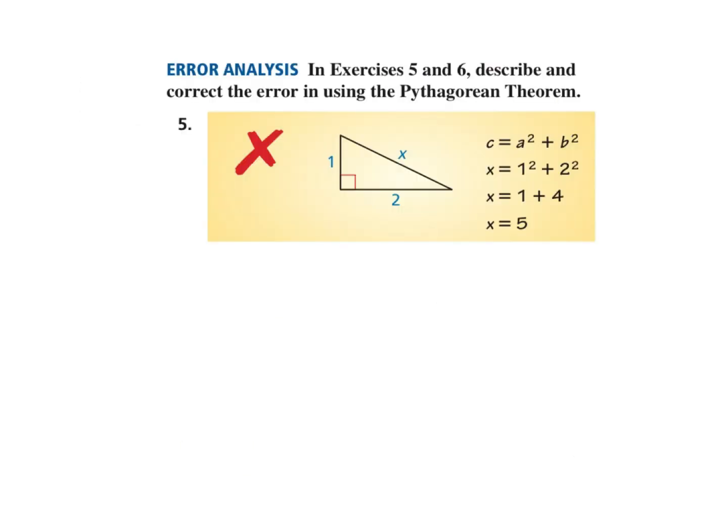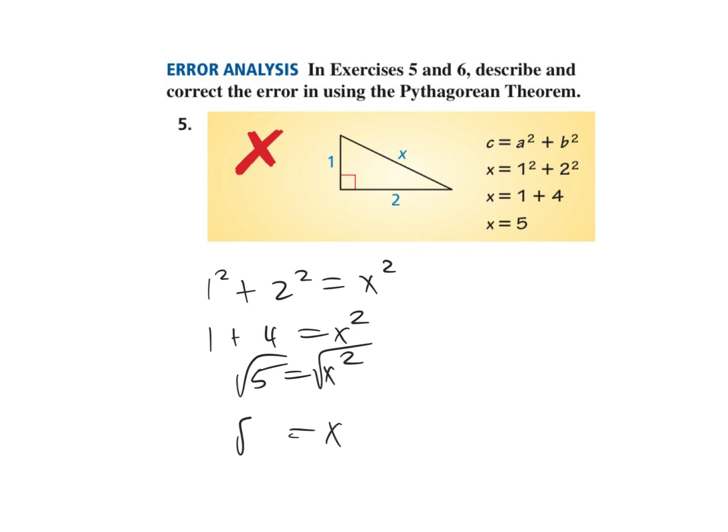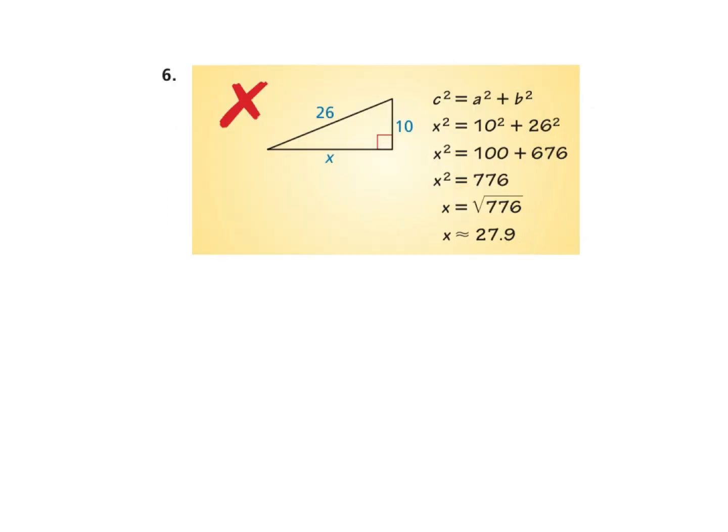Number 5, what did they do wrong? So let's just solve the problem first. So 1 squared plus 2 squared equals c squared. 1 plus 4 equals x squared. 5 equals x squared. Take the square root, and x equals the square root of 5. Okay, what did they do wrong? They forgot to take the square root. They didn't square c. Number 6, again, just solve the problem because you have to anyway.